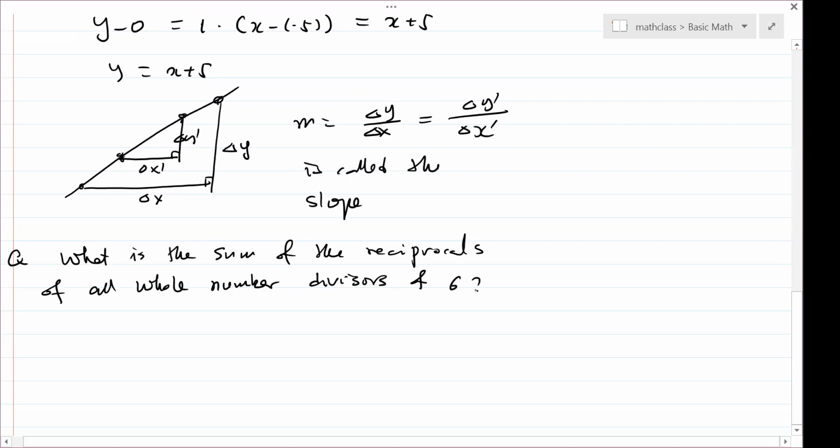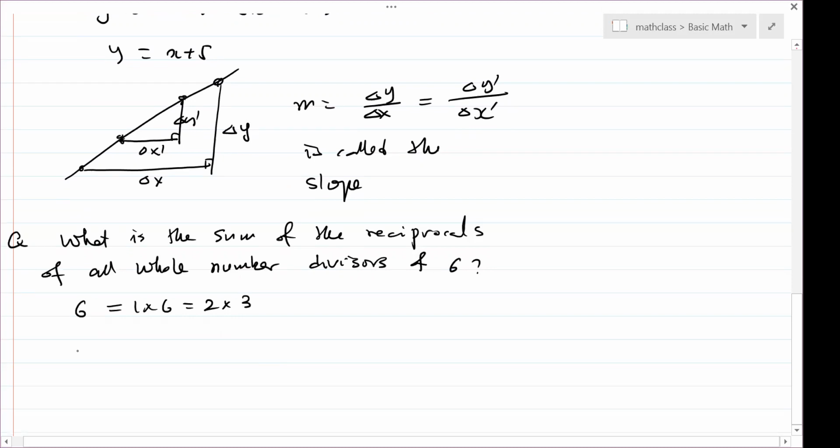Okay, what is a divisor? A divisor is a number you can divide 6 by and you get an integer. If 6 is divisible by some positive number, that number is called a divisor. So when you look at 6, it could be 1 times 6, could be 2 times 3. So divisors are 1, 2, 3, 6. Then you have 1 over 1 plus 1 over 2 plus 1 over 3 and 1 over 6. It will be surprising that this is always equal to 2. So 1 plus 1, that's going to be 2.